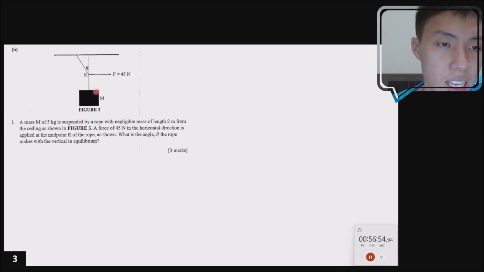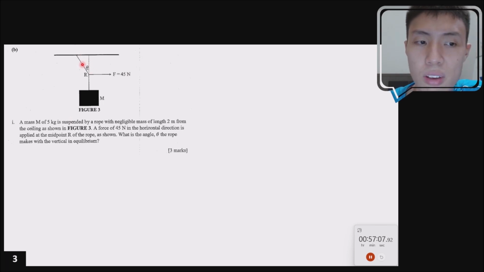Okay, so they ask if this whole system is in equilibrium, what should be the angle over here? If we want the whole system to be in equilibrium, what should be the angle over here? Again, if the whole system is in equilibrium, you should expect that the sum of Fx is equal to 0, the sum of Fy is also equal to 0. So that one is important.